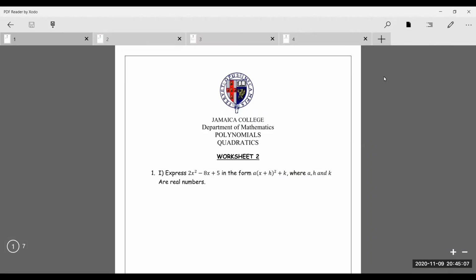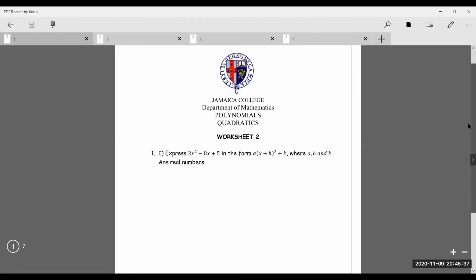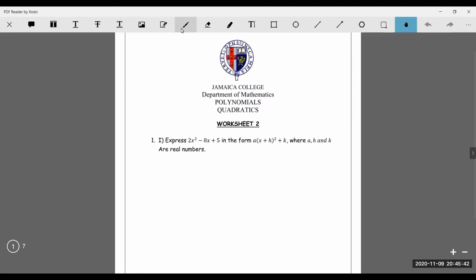All right. So now we're looking at how we complete the square. We're going to do these questions on completing the square. This question says, express the quadratic 2x squared minus 8x plus 5 in the form a times (x plus h) all squared plus k, where a, h, and k are real numbers. They are all real numbers. So let's do this now. We need to just complete the square, put it in that form.